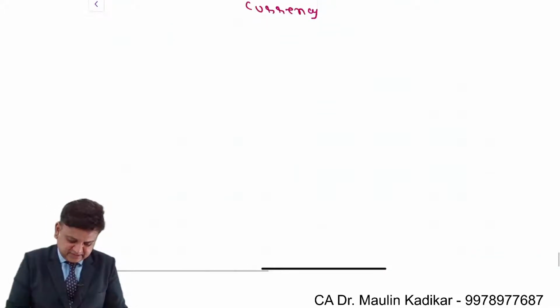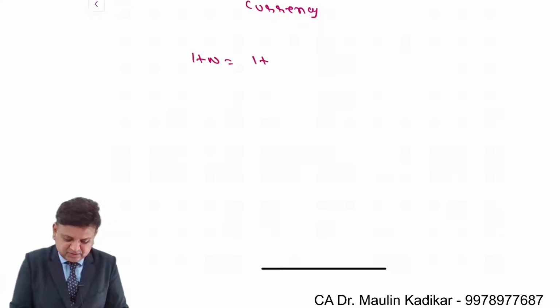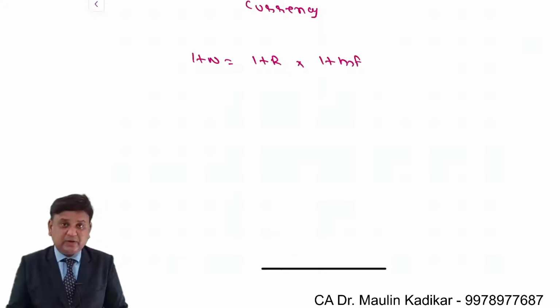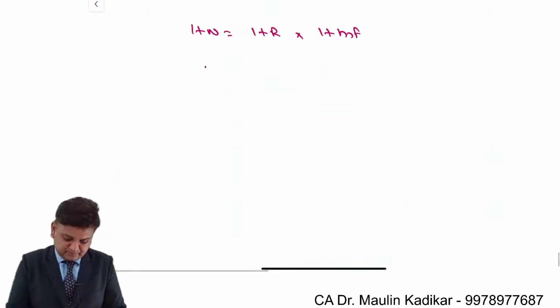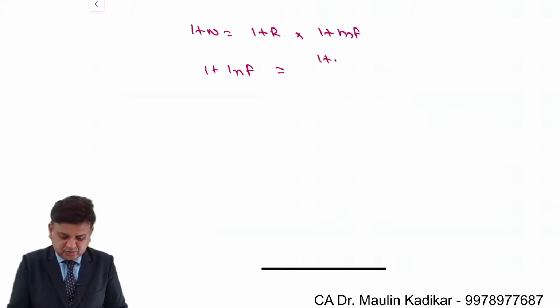So over here we understand 1 plus nominal is equal to 1 plus real into 1 plus inflation. So 1 plus inflation is equal to 1 plus nominal divided by 1 plus real.